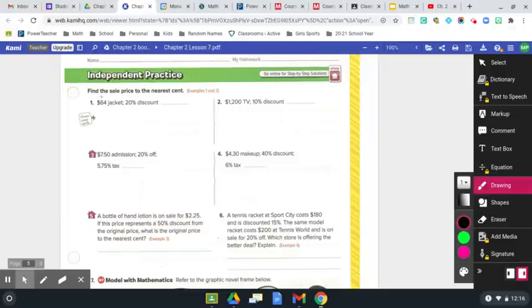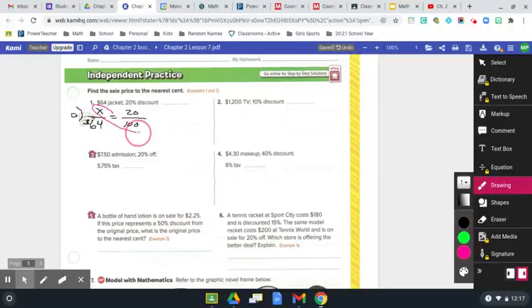So once again, the directions say find the sale price to the nearest cent. You have a $64 jacket. It has a 20% discount on it. You need to know that sale price. Okay, I'll call it step A this time. So let's set it up. 20% out of 100%. How much discount if the jacket is $64? Remember, we're looking for the part. The $64 is the whole.